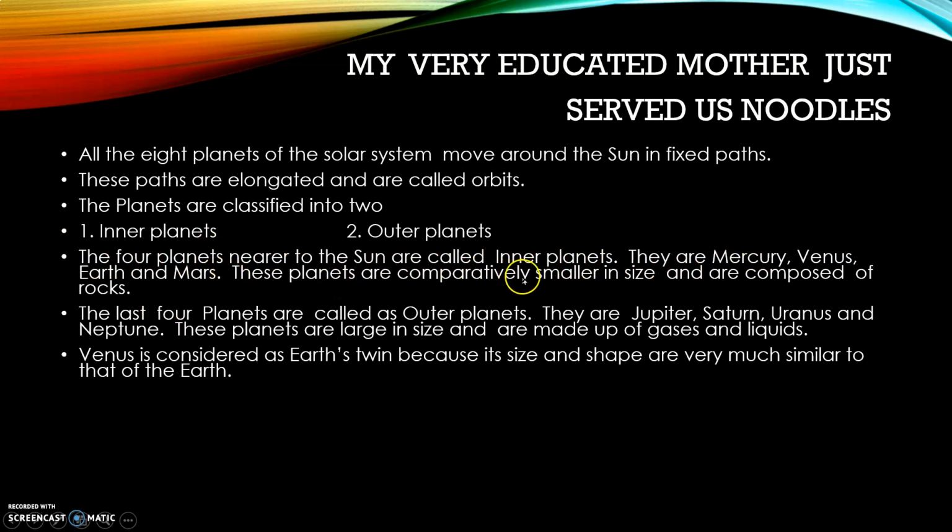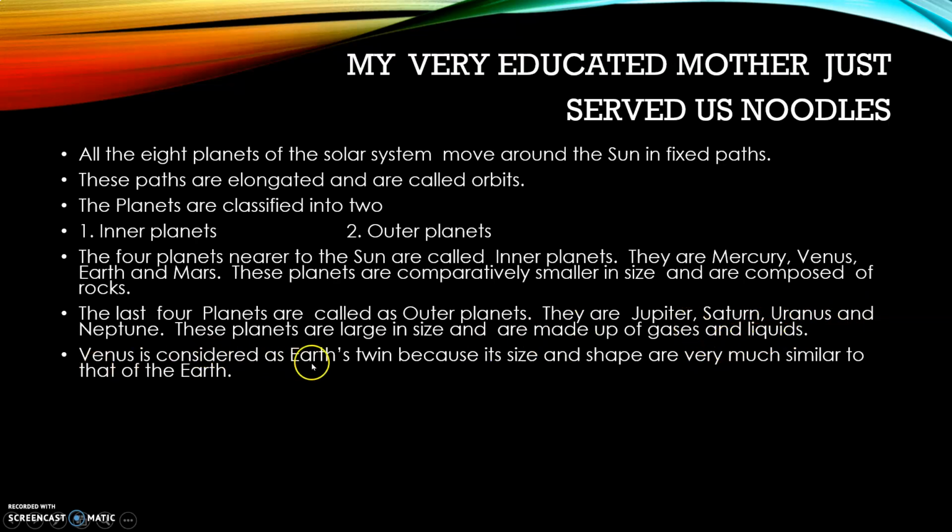These planets are comparatively smaller in size and are composed of rocks. All those inner planets are composed of what? Rocks. And the last 4 planets are called outer planets. They are Jupiter, Saturn, Uranus and Neptune. These planets are large in size and are made up of gases and liquids. Okay, these 4 planets are made up of gases and liquids. What are those 4? Jupiter, Saturn, Uranus and Neptune.